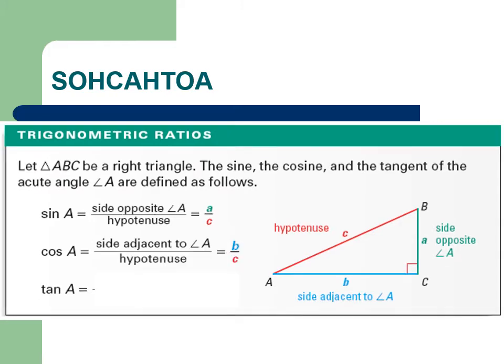For cosine, it's the adjacent side over the hypotenuse. Again, if we're looking from angle A, you might want to say, couldn't the hypotenuse be the adjacent side? We don't really consider it that way. The hypotenuse is always the hypotenuse, and so the adjacent side is the other side next to that angle.